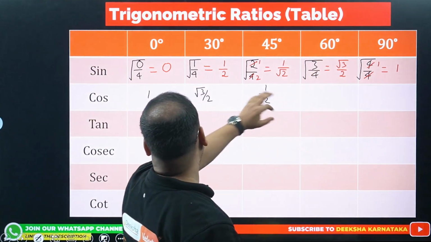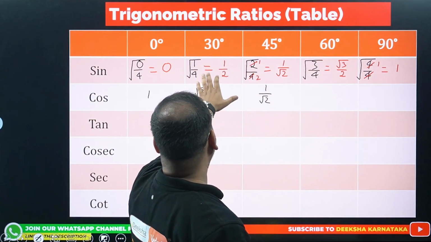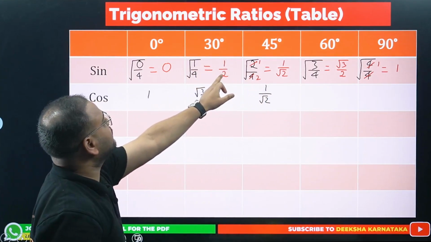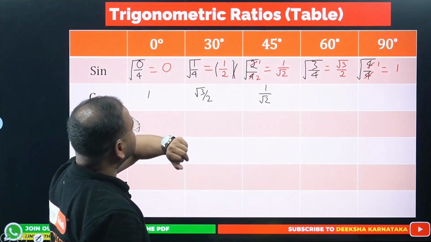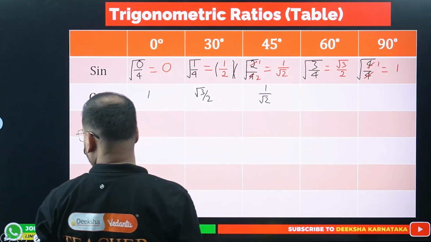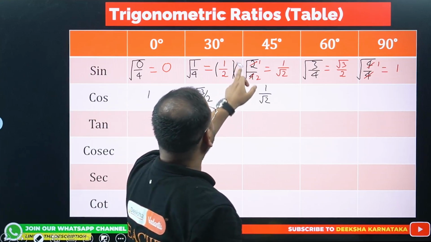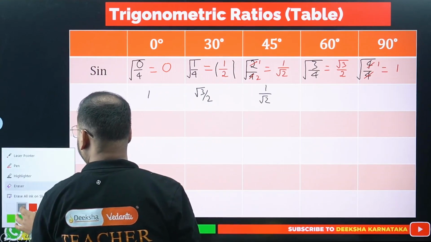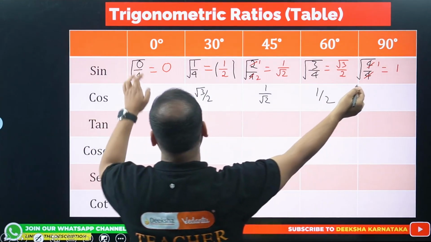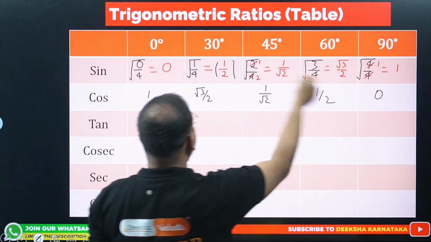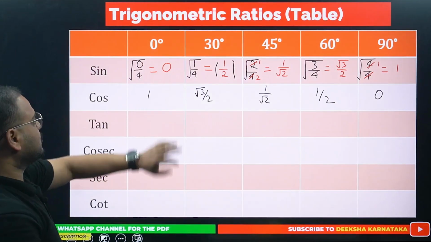Cos 60 and sine 30: cos 60 will be the same as sine 30. So 1 by 2, 1 by 2. This will be just 1 by 2. Then 90 and 0, so this will be 0. Cos 90 and sine 0 are the same.